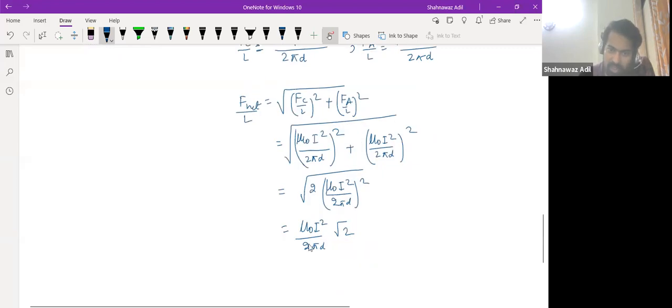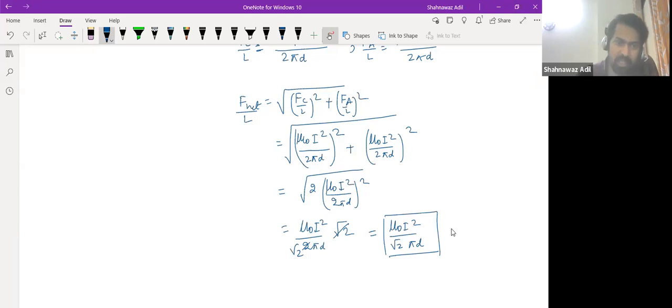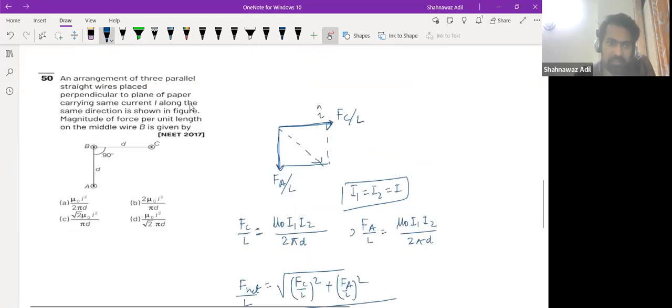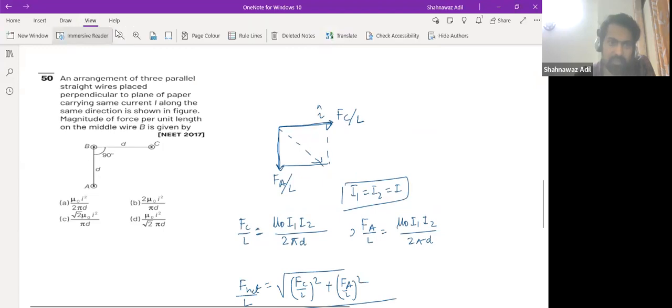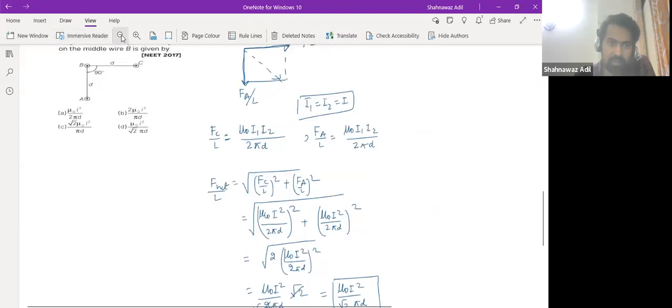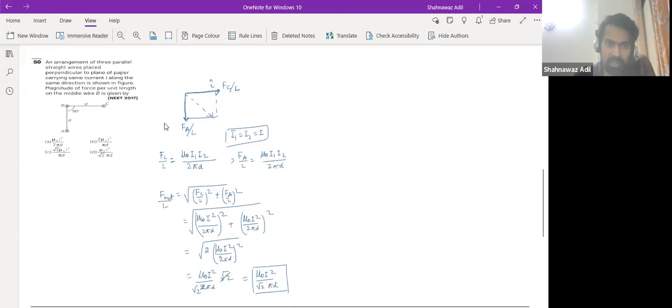So this will cancel. So this would be mu naught I square by 2 pi. So this would be the answer. Is this thing clear, everyone? Is this thing clear? Yes, guys, this thing is clear.